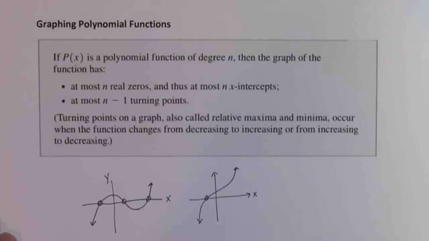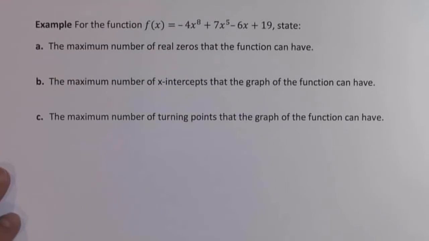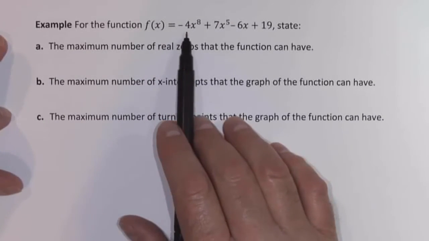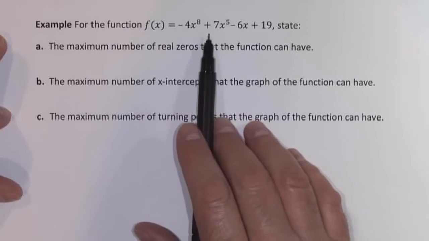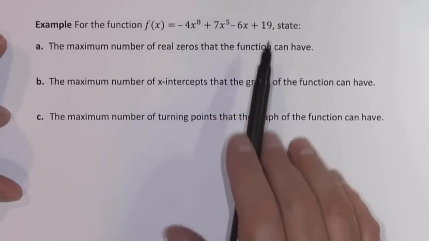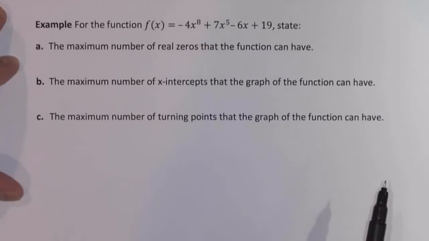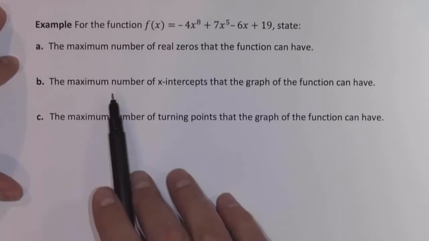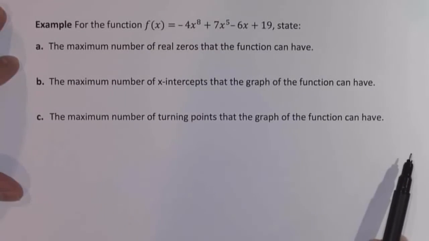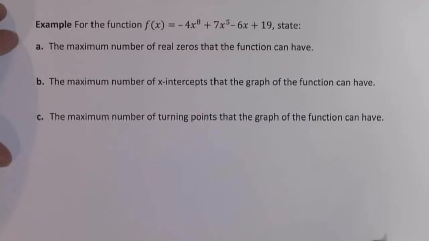So let's look at an example. For the function f of x equals negative 4x to the 8th power plus 7x to the 5th power minus 6x plus 19, we want to state the maximum number of real zeros that the function can have, the maximum number of x-intercepts that the graph of the function can have, and the maximum number of turning points that the graph of the function can have.